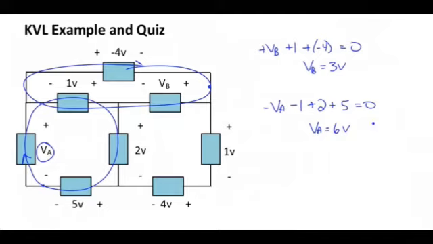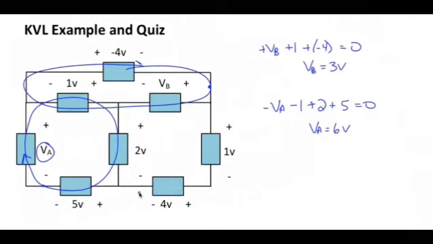So with these values V sub A and V sub B being defined and everything else, then I should go back around, and if I looked at the KVL around any of these other loops, it should still work. They should still sum to 0. Even around this big outer loop.